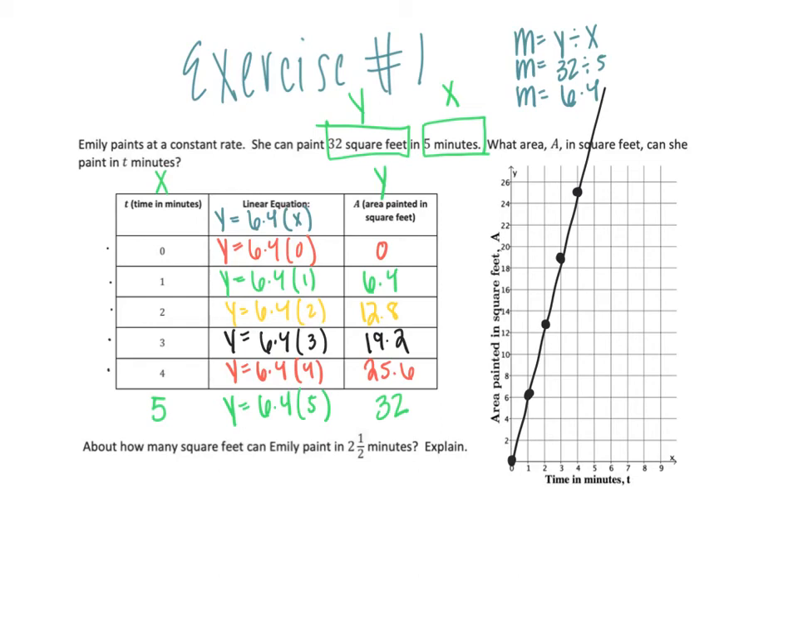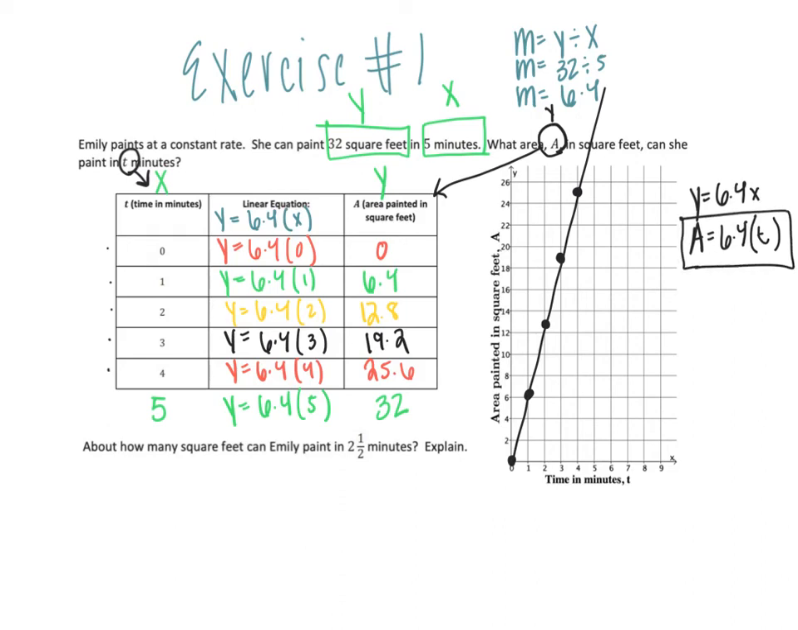The last thing I'm going to do with you right now, it says what area A, and we know that our A is the same as our y, in square feet can she paint in t minutes, and this is the same as our x. So instead of saying y equals 6.4x, it wants to just put it in terms of A and t. So my y is actually going to be my A, so it's going to be A equals 6.4, and instead of x, we're going to use the t that they told us to use. It's the same equation, it just wants us to use their variables. Okay?